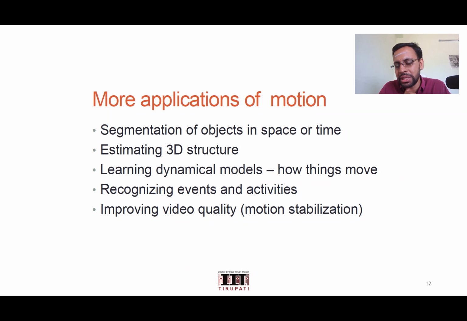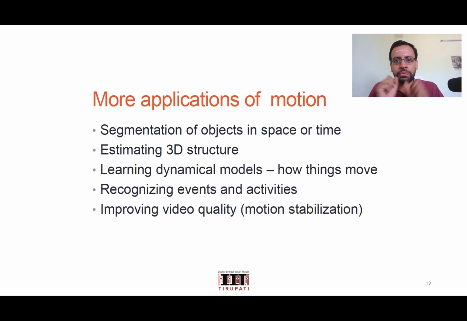Another thing is estimating the 3D structure. In order to estimate the 3D structure, your camera might be moving, if not your structure or object for which you want to extract 3D. So there also you have to model and estimate the motion in order to reconstruct the 3D object. We'll come back to that after some classes.